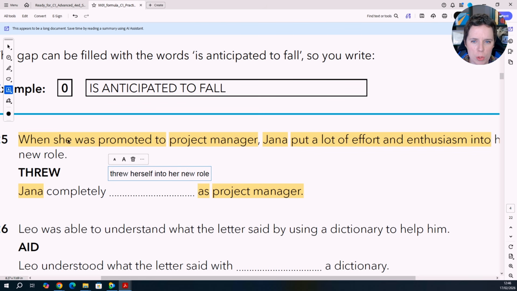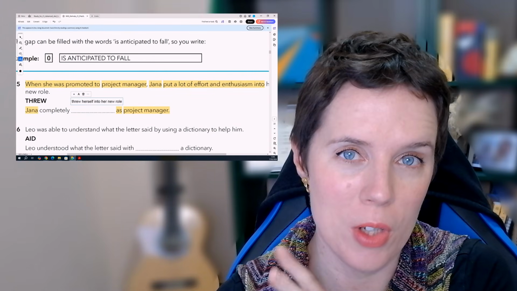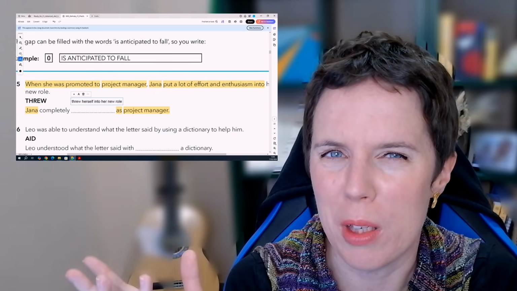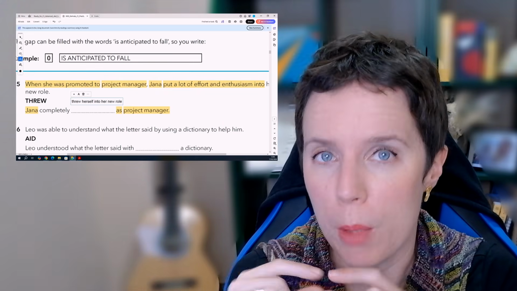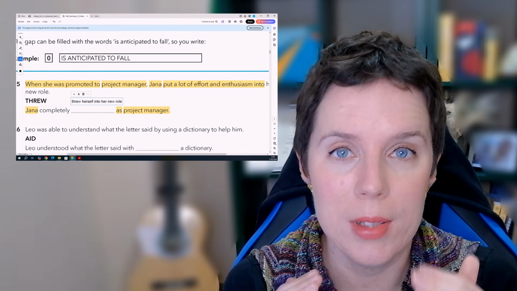Bit annoying that they've just put when she was promoted to and not added that on the end of the sentence. Normally in the exam they would add it, because that's just kind of annoying for you that you don't know whether you need to include it or not. Normally in the exam they would include all the words. Okay, all right. We'll move on to the second one.